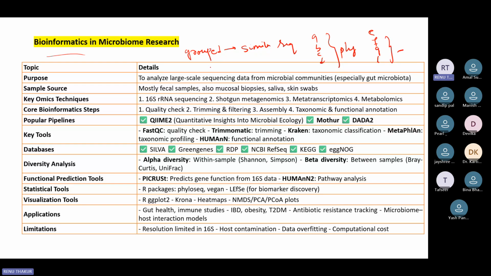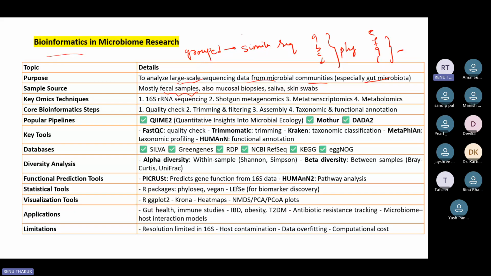So we can categorize it for the sake of our convenience. The purpose is to analyze large scale sequencing data from microbial communities, especially gut microbiota. Now the sample source is always the fecal sample. So the fecal sample acts as a source to isolate whatever gut microbiome we are having.